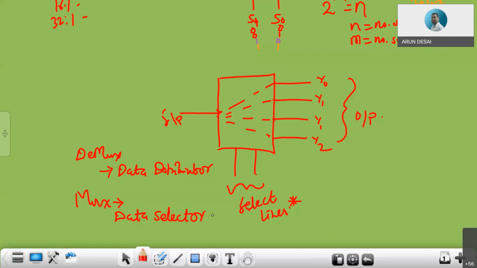Okay, till now it is clear about mux and demux. Have you understood what mux and demux are? Okay.